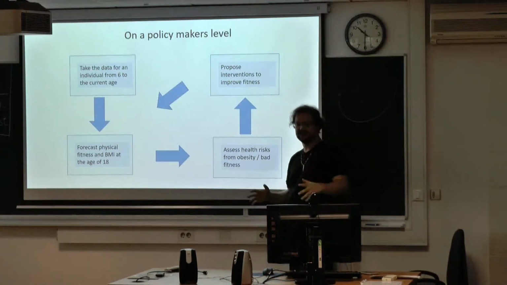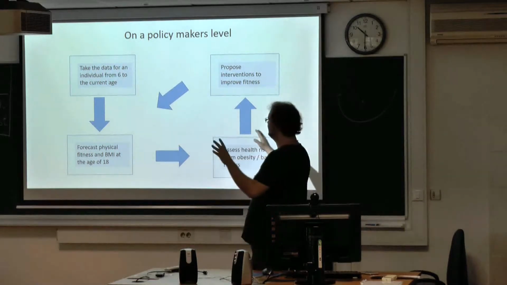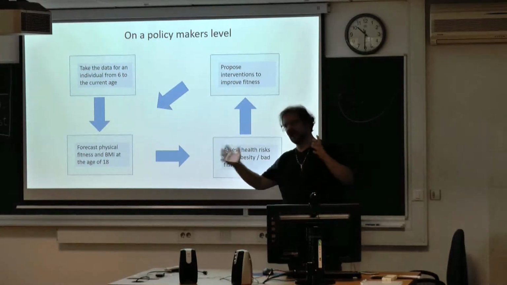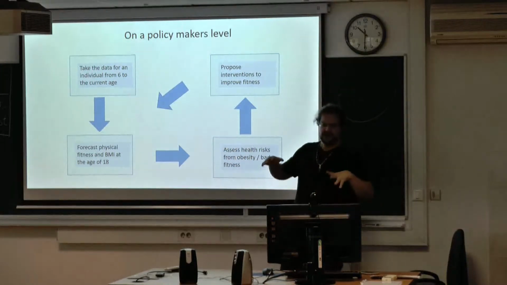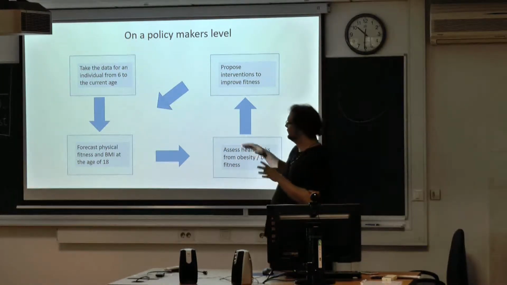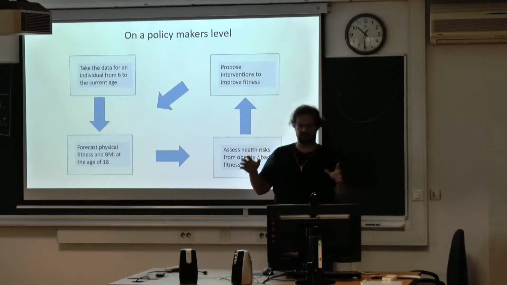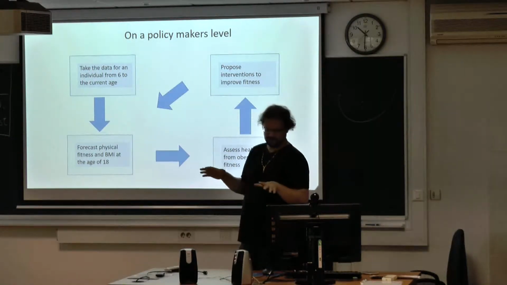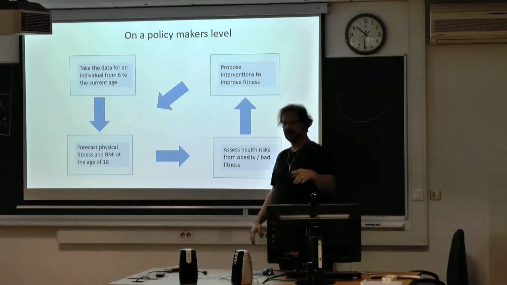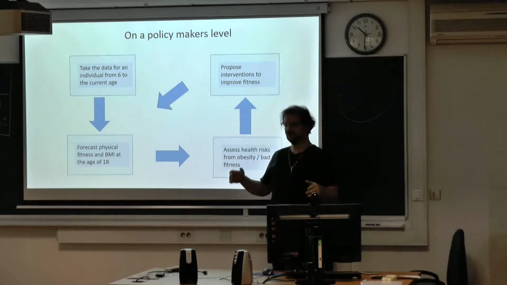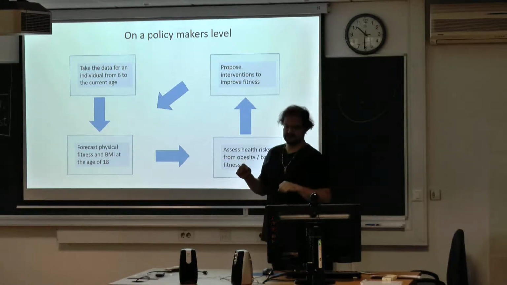The idea behind it is that the data is taken from an individual at age 6 and onward. That data is used to forecast the physical fitness, BMI, and so on at the age of 18. And then this data is used to assess the health risks for the individual based on his statistics.